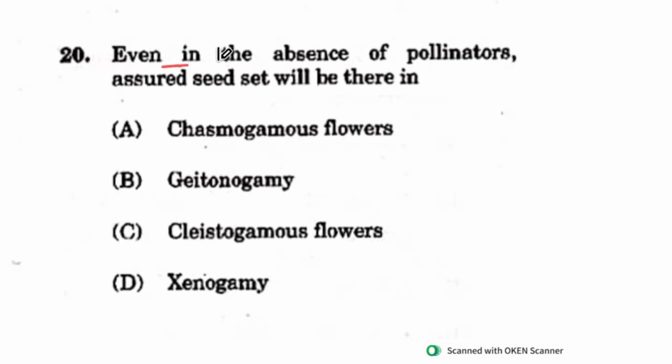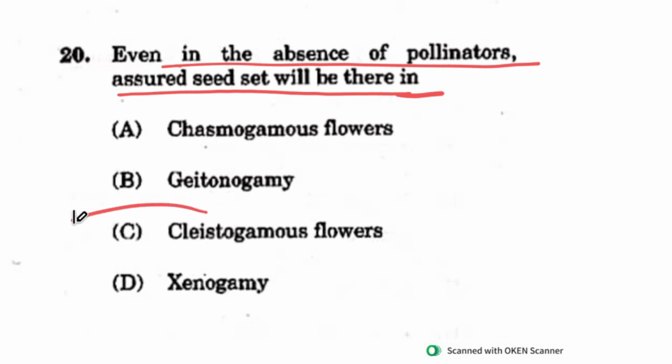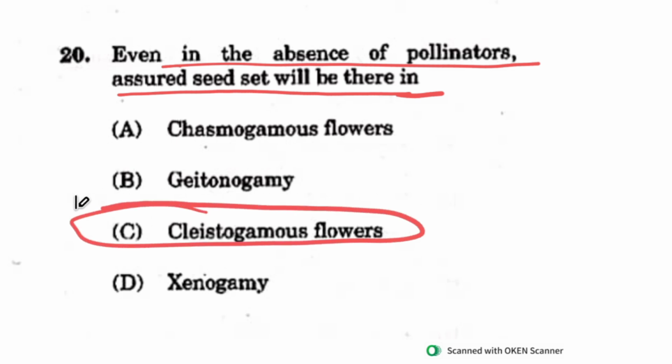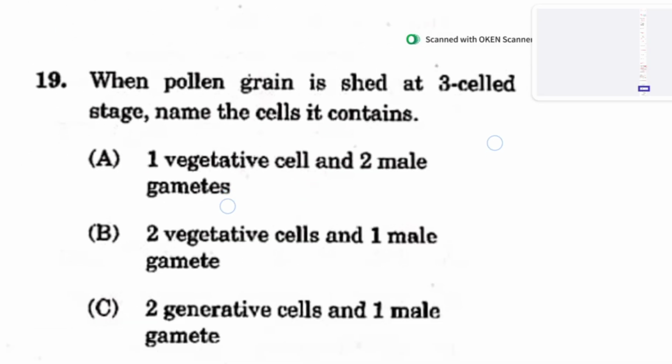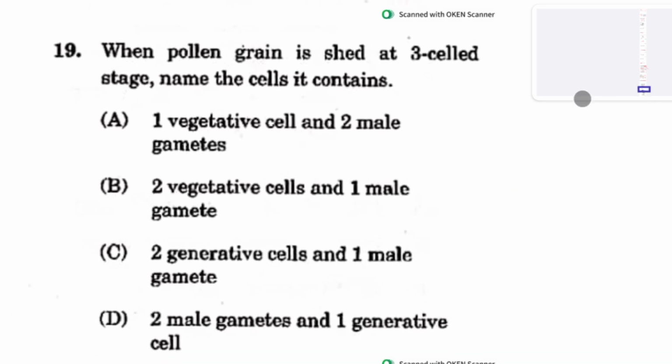Even in the absence of pollinators, an assured seed set will be there in cleistogamous flower. As the flower does not open, both gametophytes are present in the same flower, self-pollination takes place, autogamy takes place. Soon after autogamy, an assured seed set will be observed. So cleistogamous flower is the right answer for this question. Then next question, read out the next question.